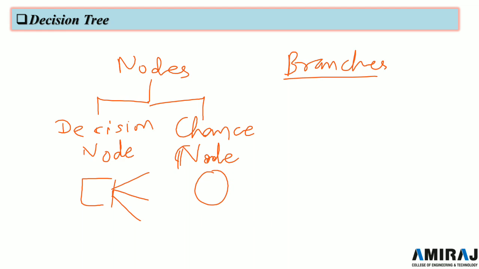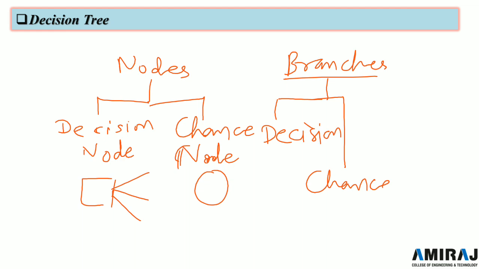Branches emerge from the nodes, connect various nodes, and represent either a decision or a state of nature. There are three types of branches. The first one is the decision branch, the second one is the chance branch, and the third one is the terminal branch.